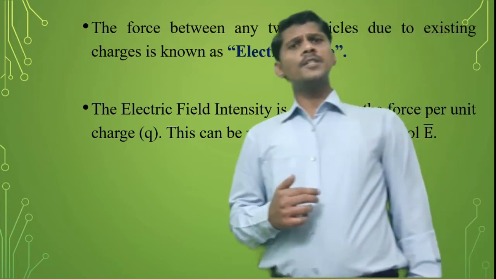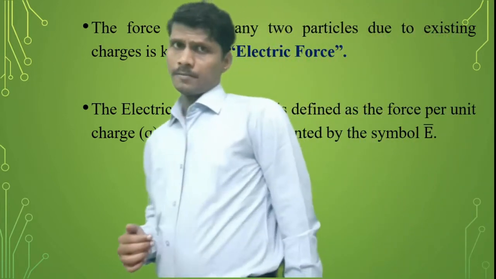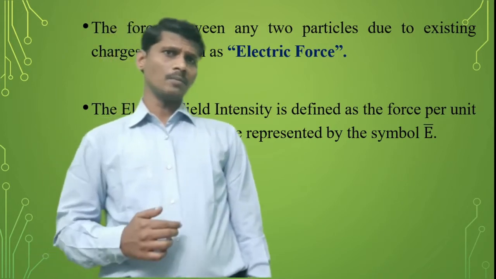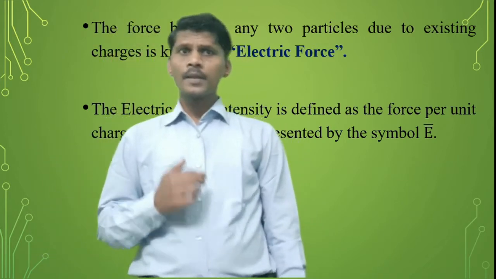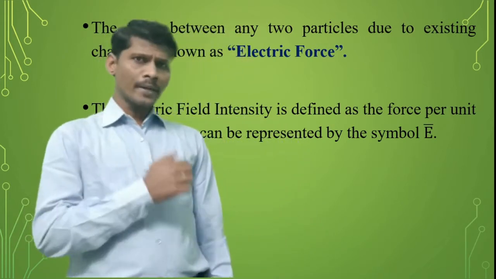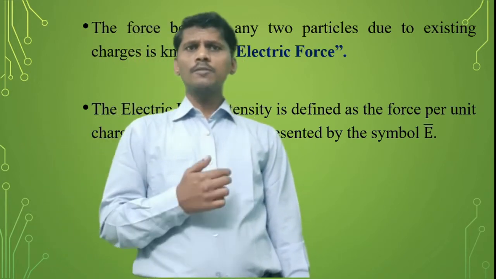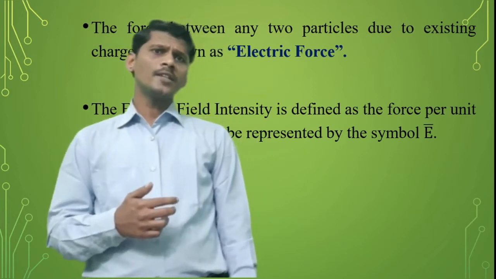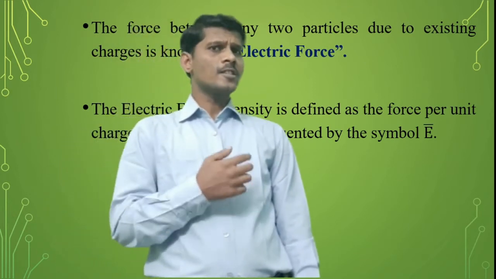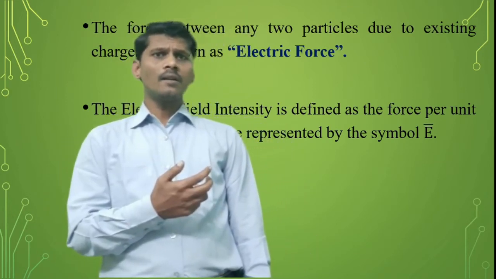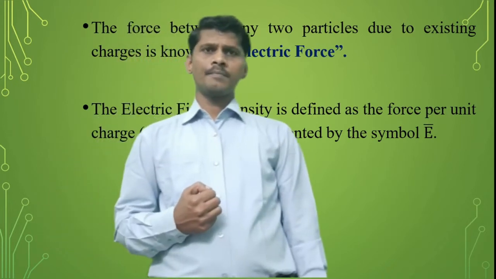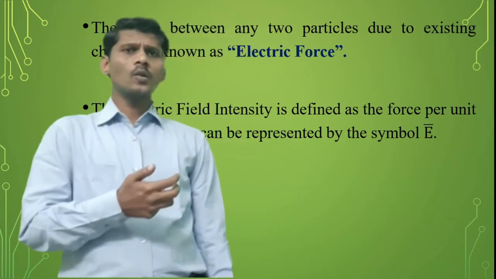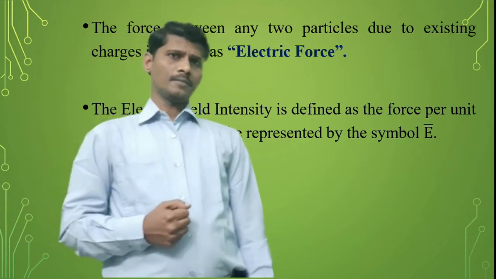This can be represented symbolically by E bar. Electric field intensity is a vector quantity. Electric field intensity is sometimes called simply electric field or electric intensity. It is also called electric field strength.